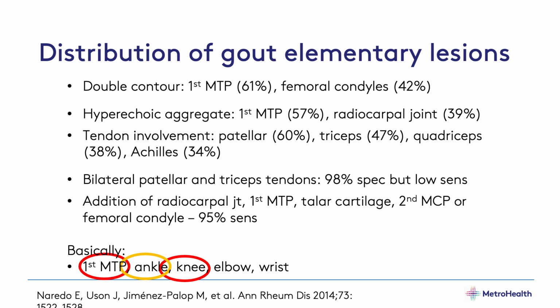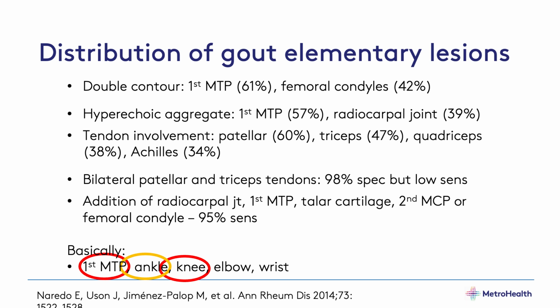As far as tendons are concerned, patella is the king, triceps is next. And in fact, in their study, if you see changes in the patella and triceps tendon, and you screen both sides, there's 98% specificity. However, the sensitivity was low. Now, if on top of that you add on the radiocarpal joint, the first MTP, the ankle, the talar cartilage, and then either the second MCP or the femoral condyle, you increase the sensitivity to 95%.